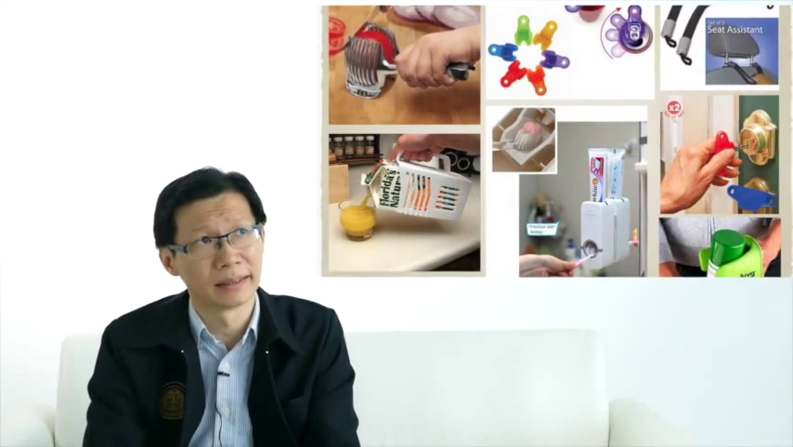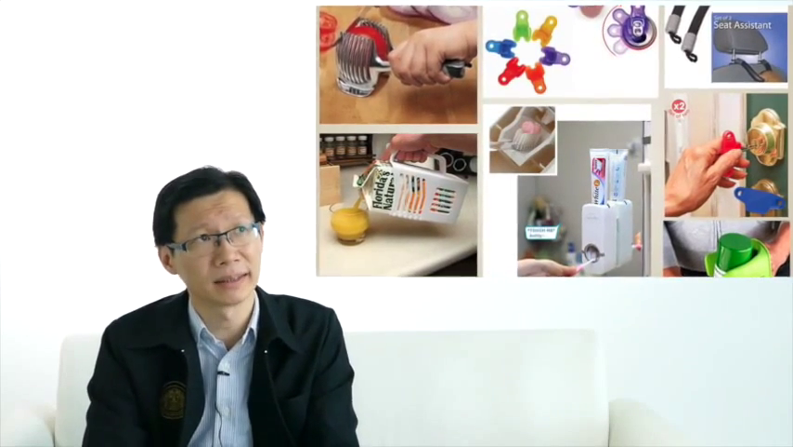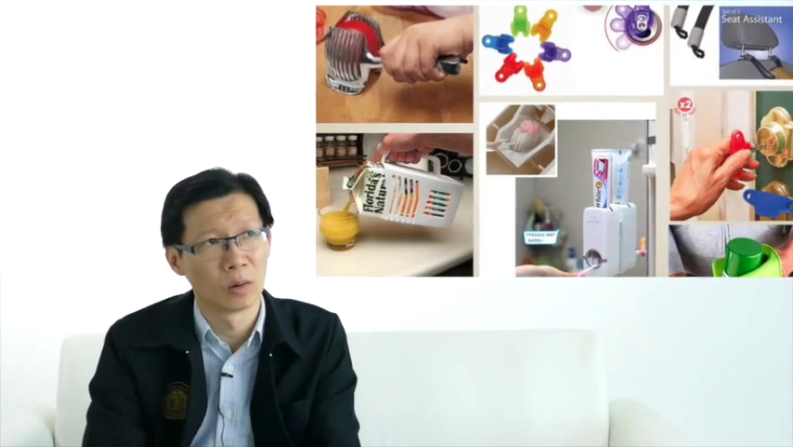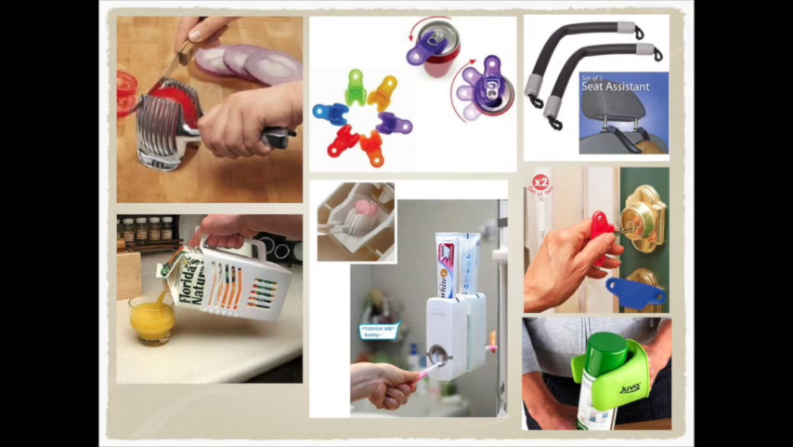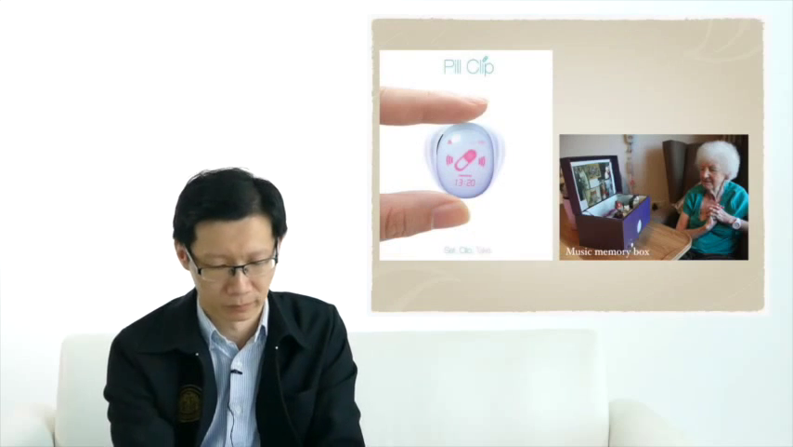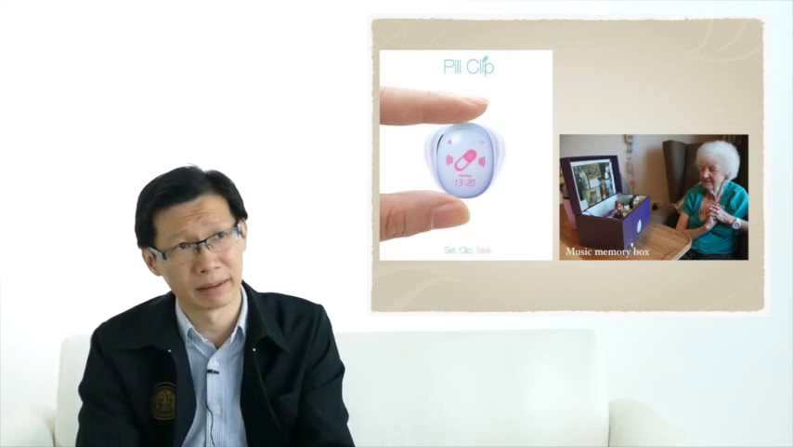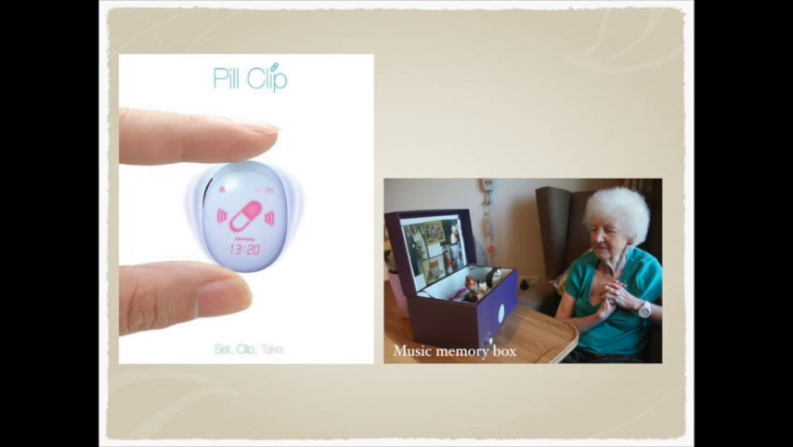These are designs that help in terms of motor ability. Like when you want to hold an orange juice box, it just has a handle like that, or when you want to turn the key in the room, they have more space for you to twist the key. There are many things like Pepsi soda, toothpaste, or opening a can. This other example is for memory, like the music memory box or the pill clip that alarms you when you need to take the drugs.